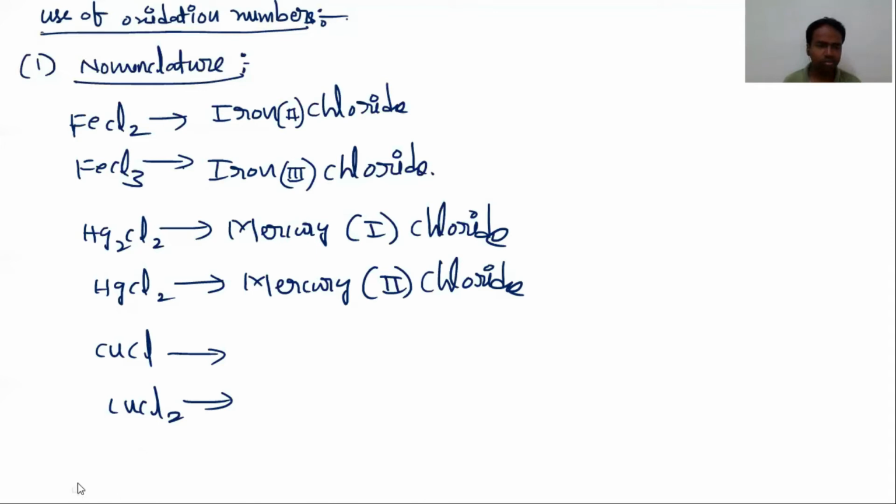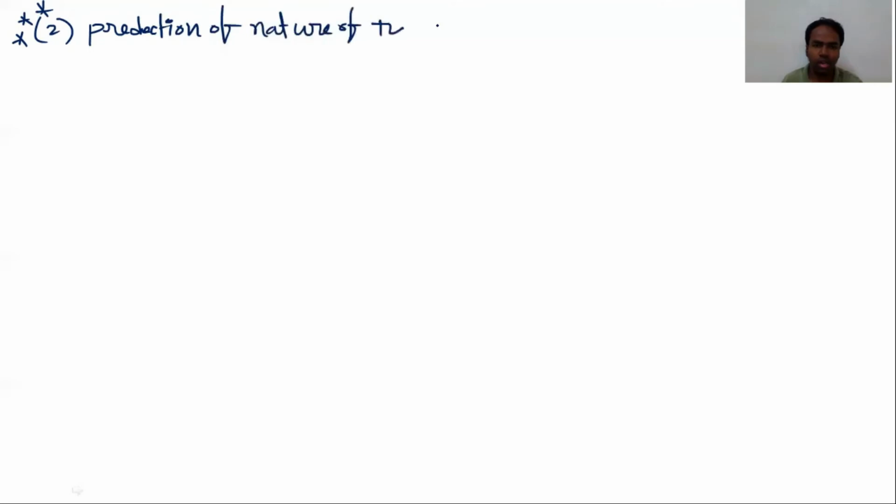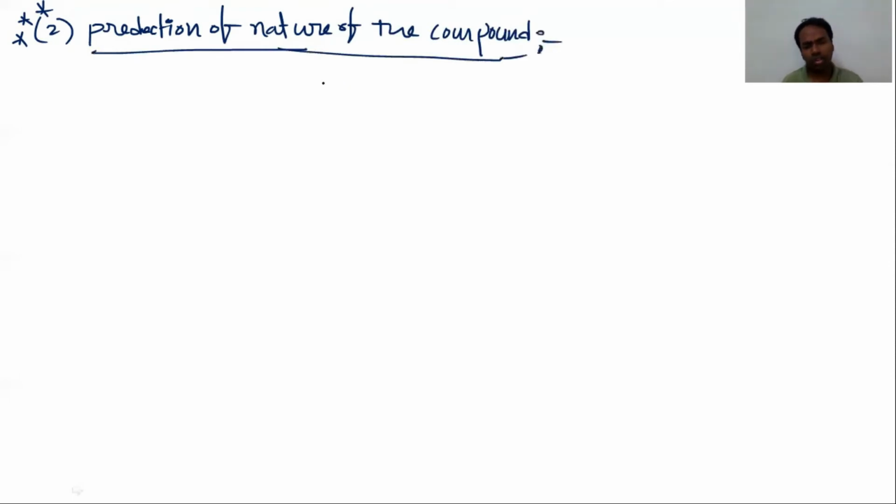Now come to the second one. The second one is very important. You can predict the nature of the compound. Prediction of nature of the compound. So how can you, by using oxidation number, predict the nature of the compound?